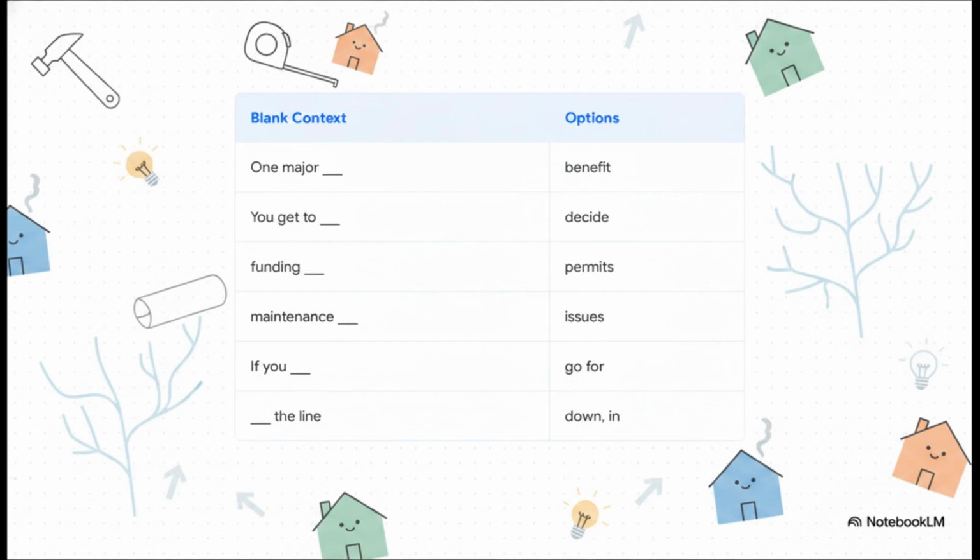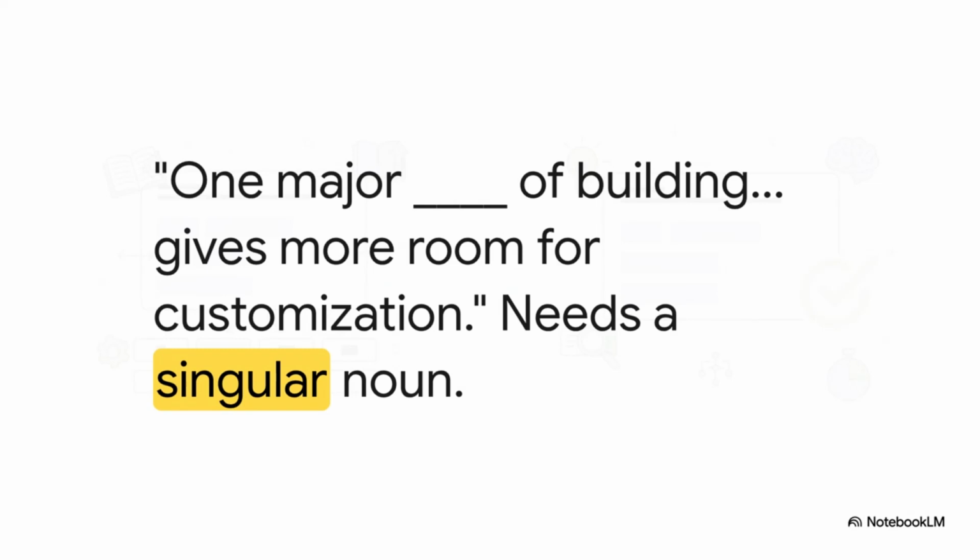Let's isolate that very first sentence. "One major blank of building your own house is that it gives you more room for customization." Pay really close attention to the phrase "one major." That immediately tells us two things syntactically. First, we need a singular noun, and second, because the overall context is good, we need a positive noun.